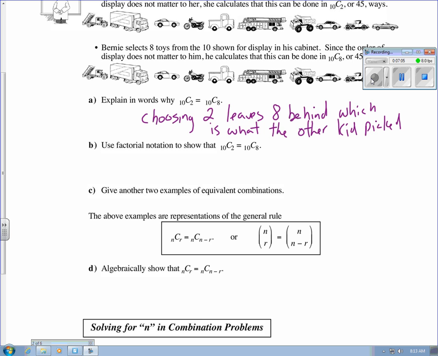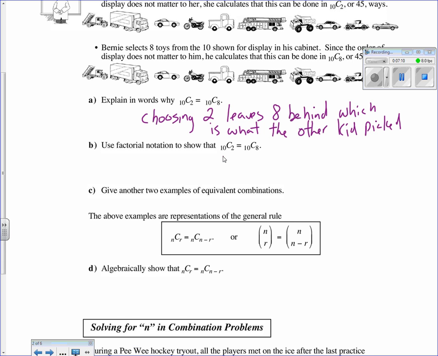And when we look at the formula for nCr, you've got 10 factorial divided by (10 minus 2) factorial times 2 factorial. That's actually equal to 10 factorial divided by (10 minus 8) factorial times 8 factorial. Just the arrangement is different. 10 minus 2 factorial is 8 factorial. 10 minus 8 factorial is 2 factorial. So these are actually exactly the same.